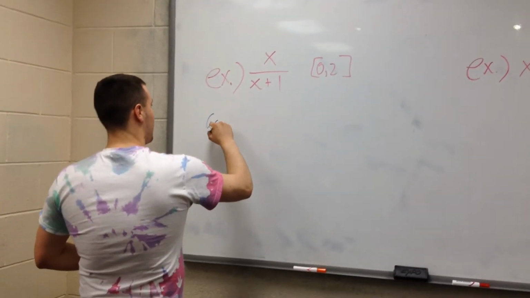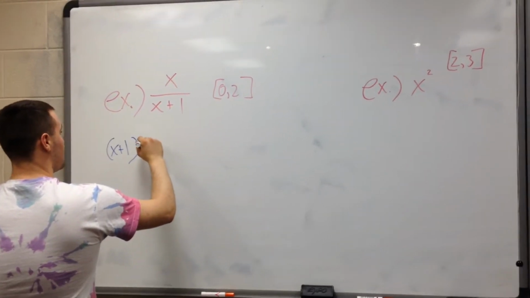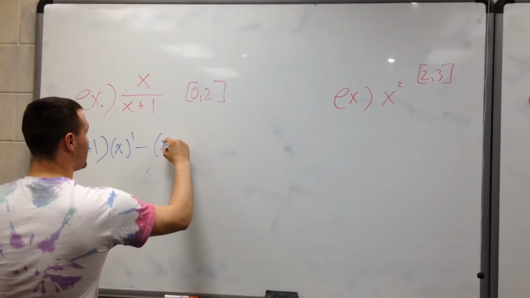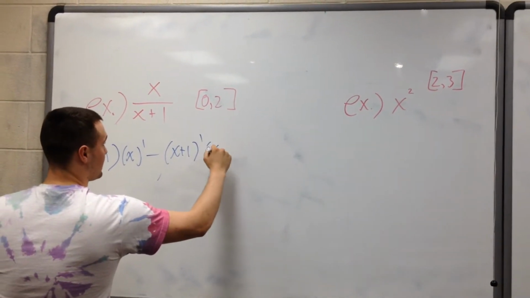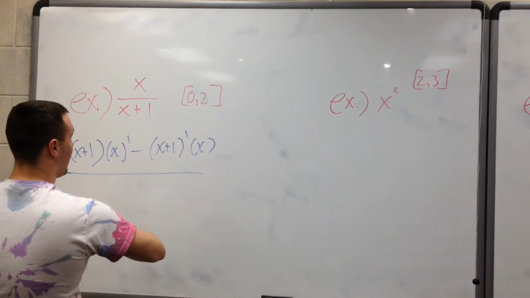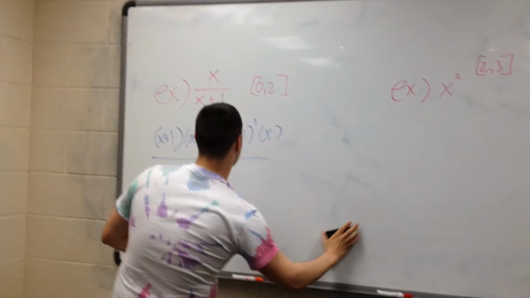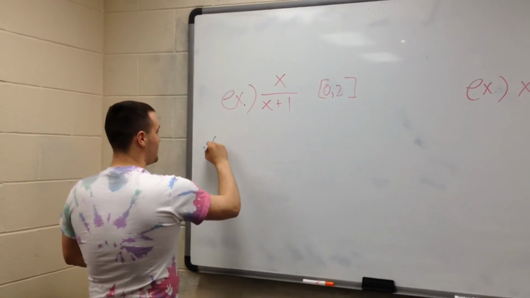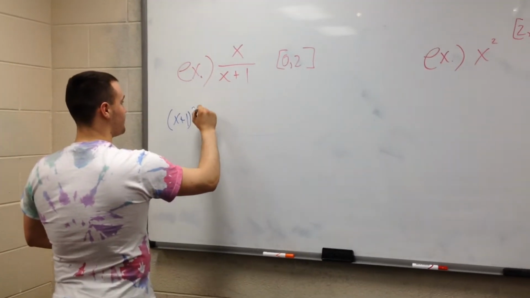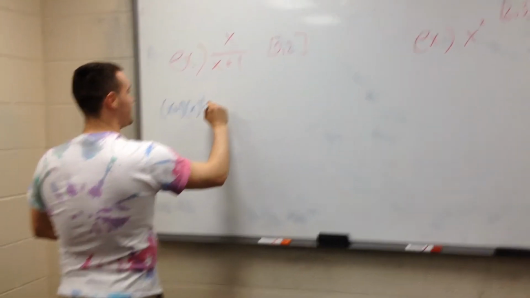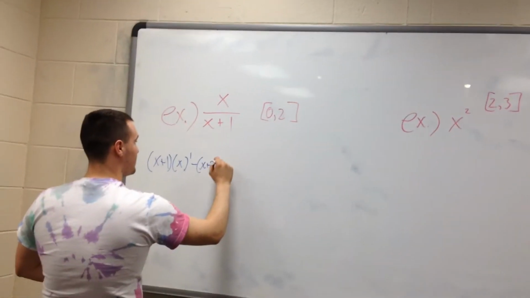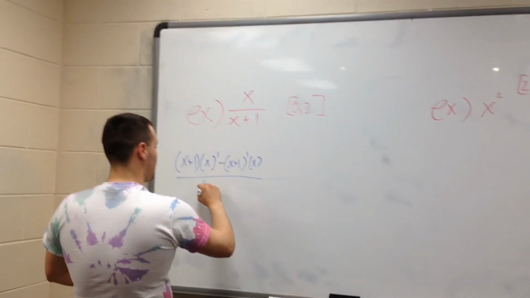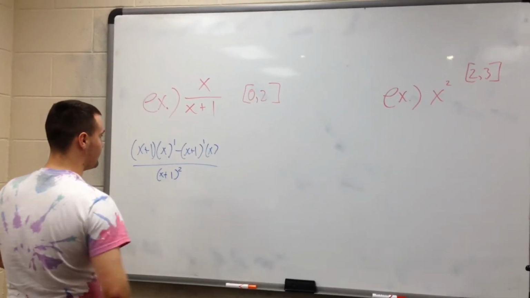We've got x plus 1, x prime, minus x plus 1 prime, x, divided by... you know what, this is getting too big. Let's go ahead and go back. Gotta make some room for ourselves. x plus 1, x prime, minus x plus 1 prime, x, divided by x plus 1 squared.